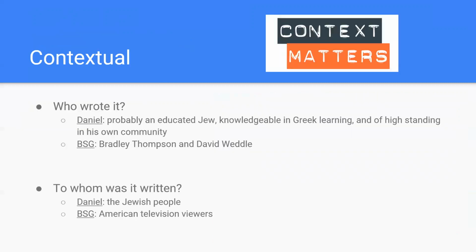The next item in the quick reference guide is contextual because, as the slide says, context matters. Well, who wrote it? Daniel was written probably by an educated Jew who was knowledgeable in Greek learning and was of high standing in his community, but we don't know exactly who it was. Battlestar Galactica was written by Bradley Thompson and David Weddle. To whom was it written? Daniel was written to the Jewish people, and Battlestar Galactica was written to American television viewers.